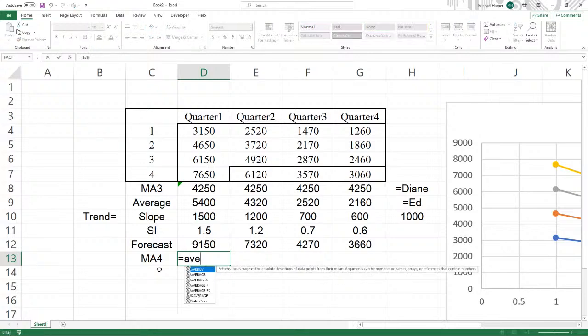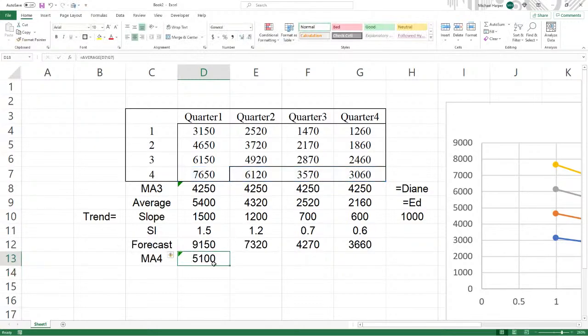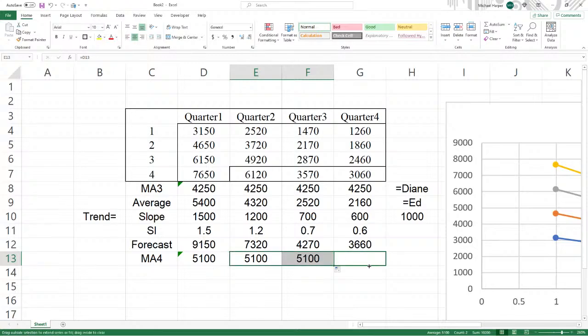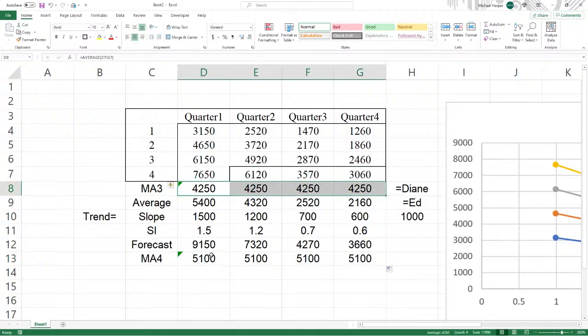So we do the average of all four, the last four, 1, 2, 3, 4. So we're averaging 4 instead of 3. It turns out to be 5,100 instead of 4,250, so it's larger. Well, the forecast for every time period still would be the 5,100, but that 5,100 is an estimate of the stationary mean. With a moving average of 3, the estimate is 4,250. With a moving average of 4, the estimate is 5,100.